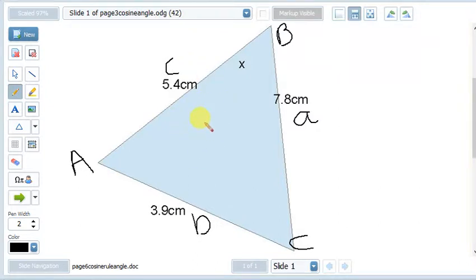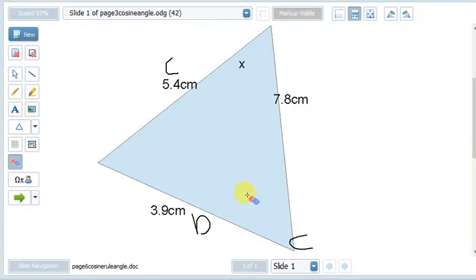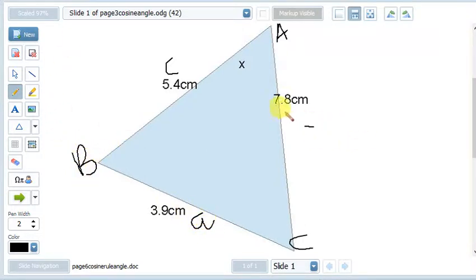Actually, I'm going to change that very slightly. I'm going to call this one here A, that one there B, and then that one there C. Now the good thing about the sine and cosine rule is that it doesn't matter which way round you put the vertices. That one there could be A, B or C, as long as the side opposite is the lowercase equivalent.